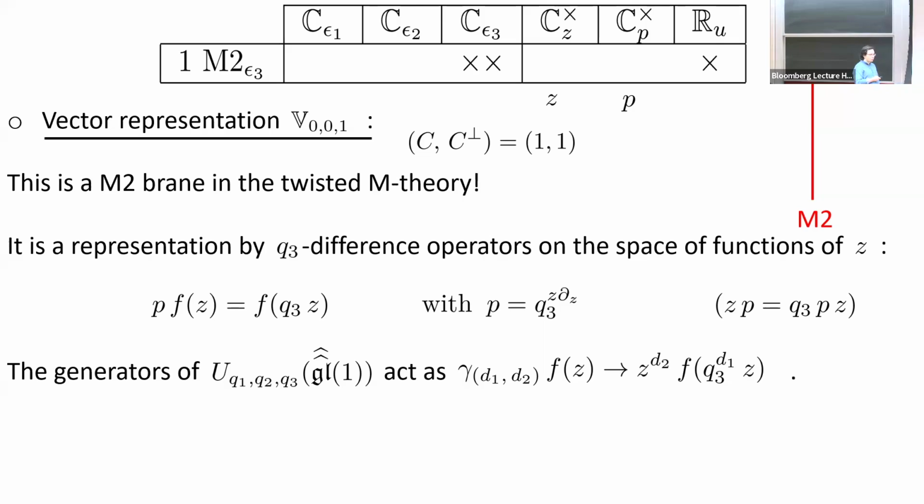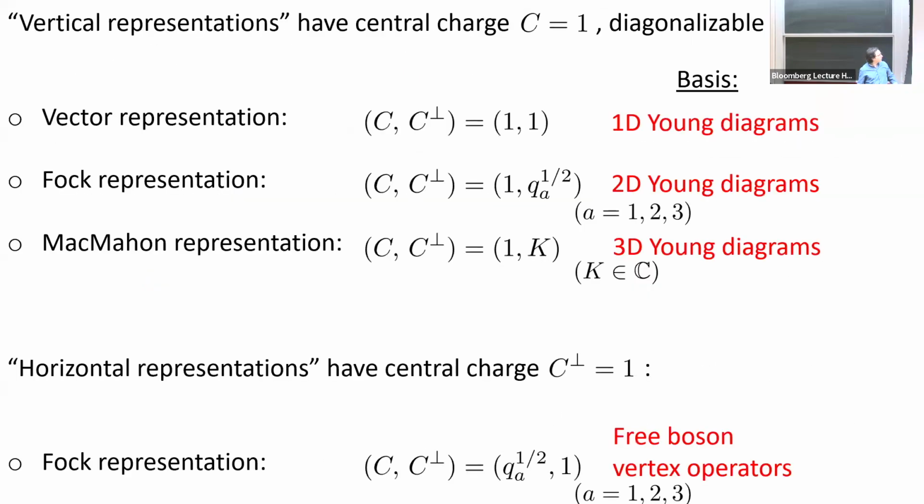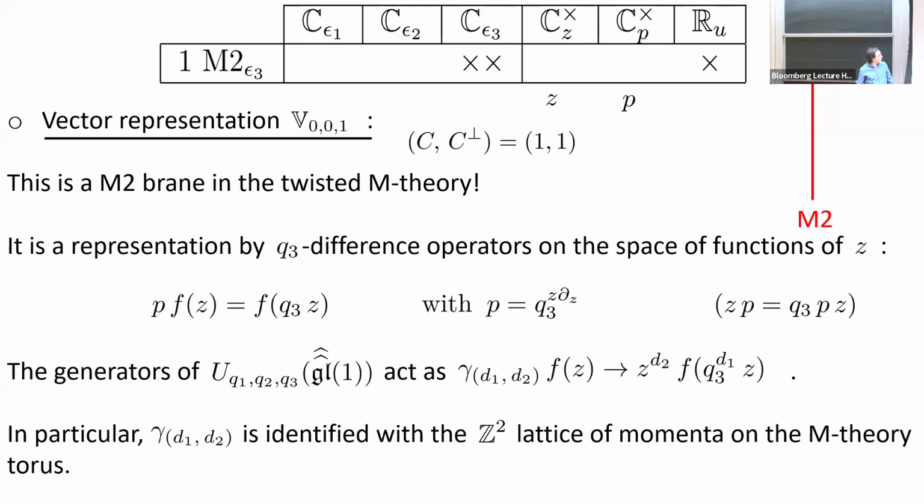So how do the generators of the quantum toroidal algebra act on a function? All these generators, gamma, D1, D2, all of them, how do they act with respect to the grading? Z will come out with a power D2, and F will be shifted by Q3 to the D1. So what it means is that if I act with gamma 0, 1, I am adding 1 unit of momentum in the M-theory torus along the Z circle.